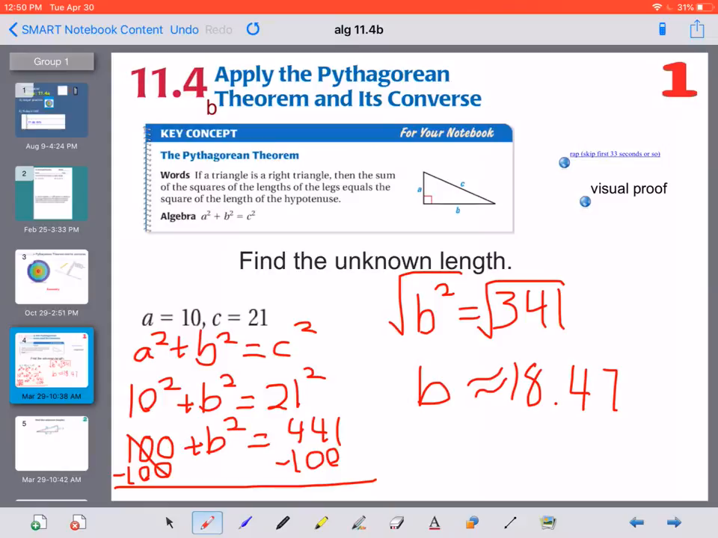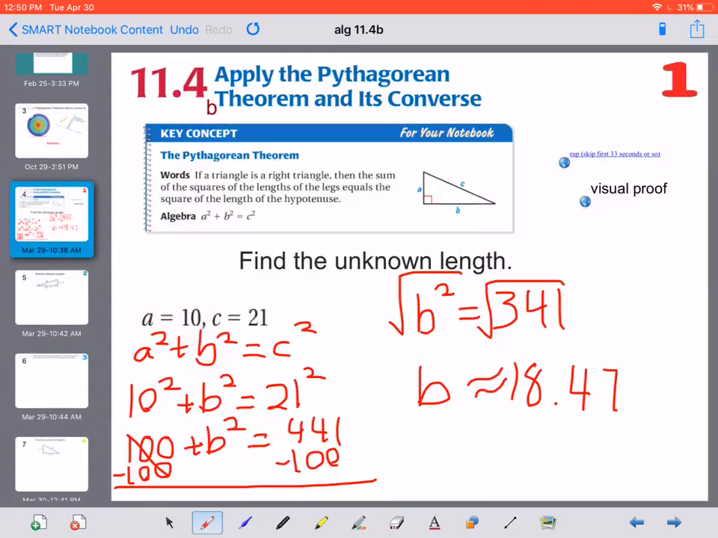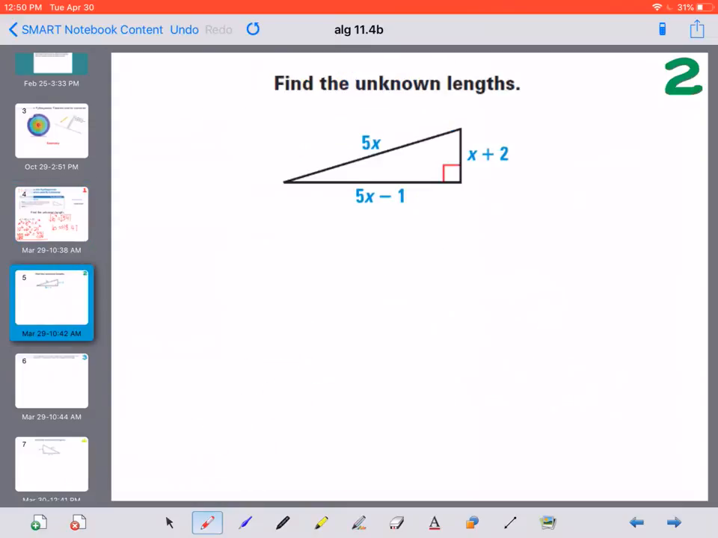Alright, so now we're going to get a little bit tougher, and it's going to get a little bit longer too as well. So it says find the unknown lengths. We have 5x, x plus 2, and 5x minus 1. Now, the hypotenuse, or the longest side, is always going to be c. Let's say that this is a, and this is b.